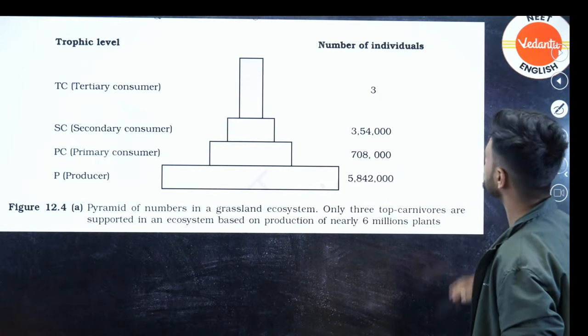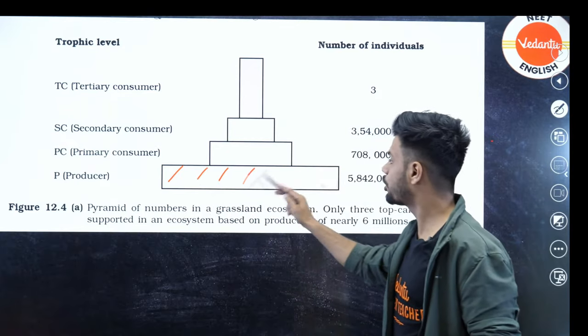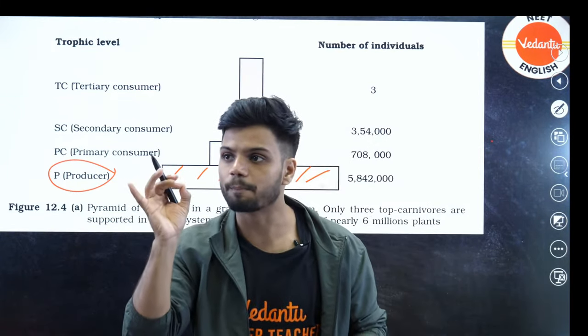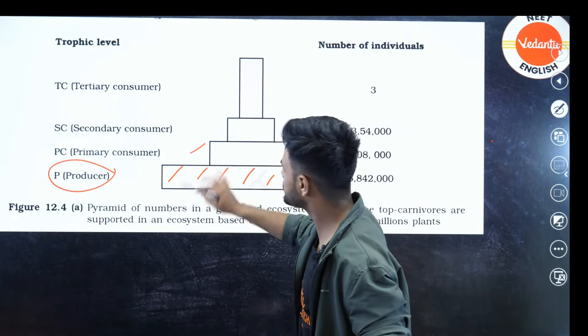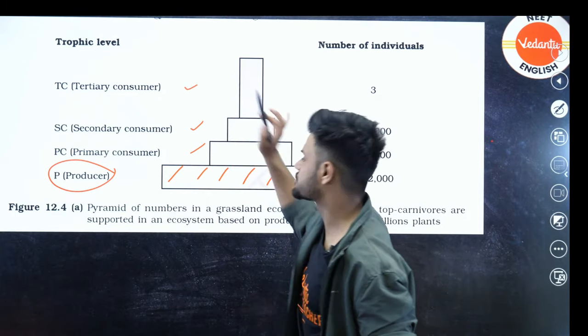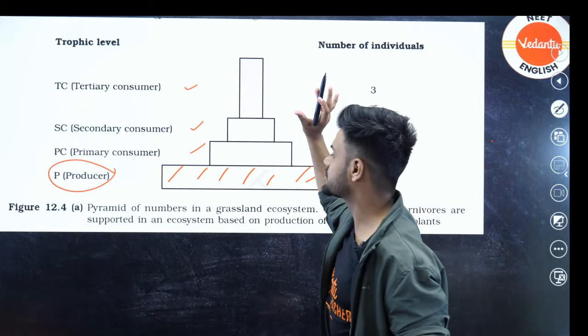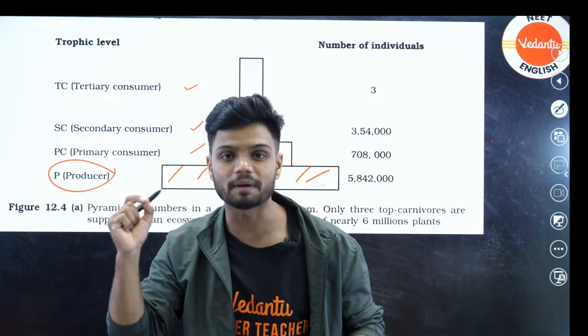The pyramid of number. Listen to my words very carefully. Can you see this pyramid of number? First, the broad base is the producer. Then we have the primary consumer, secondary consumer, and tertiary consumer. Now this is an upright pyramid.